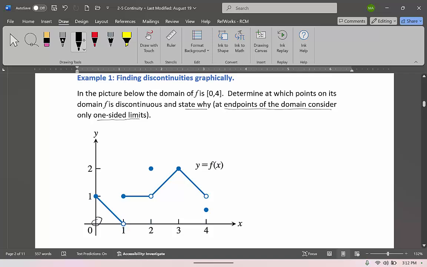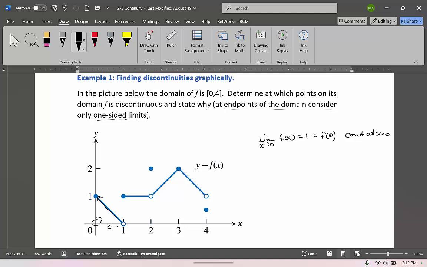Okay, so as x approaches 0 from the right, because we can't come from the left, it's outside of the domain of the function. As x approaches 0 from the right, the function values are approaching 1. So the limit as x approaches 0 of f of x exists, and it actually also equals the value of the function. And this means this function is continuous at x equals 0. All right?